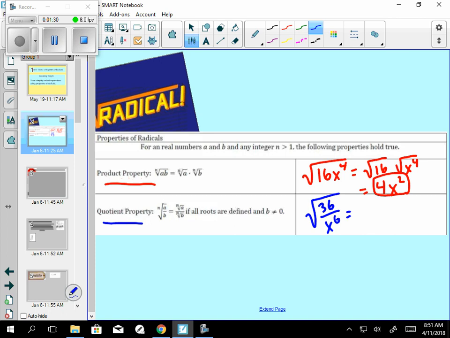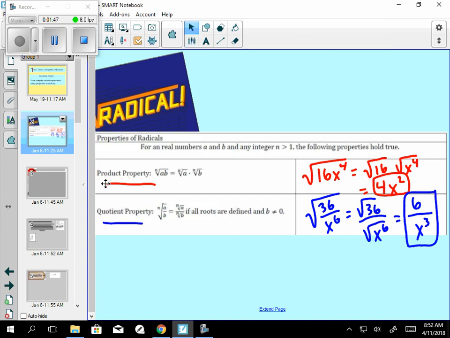the 6th power, we could split that up into the square root of 36 over the square root of x to the 6th. Again, using what we know about this, the square root of 36 is 6. The square root of x to the 6th power would be x to the 3rd. And that would be the simplified answer there.